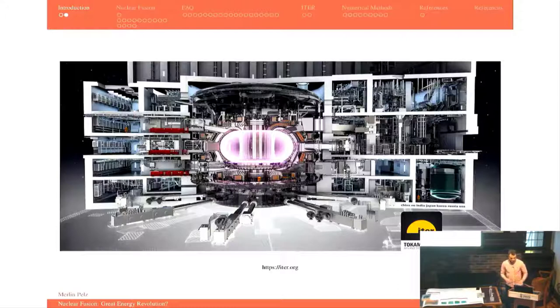Okay. And here we also see how big this is. We see a little person standing over there, you see, in orange. And this is huge, and it's being built at the moment in France, and 2035 is the end of the construction, and then there should be some energy yield here of the ITER reactor.